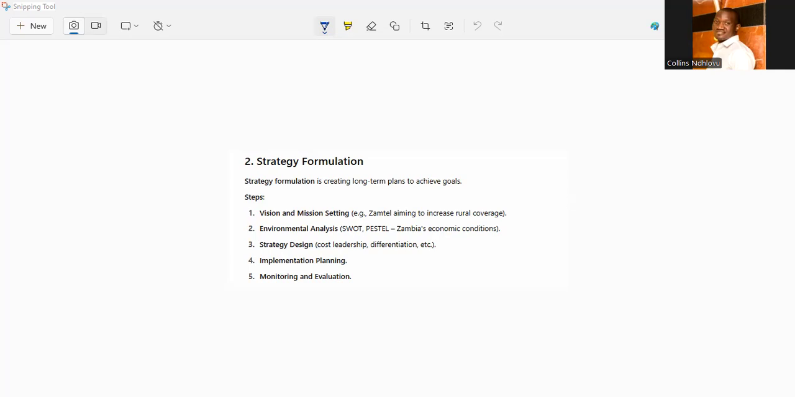The second step is environmental analysis, which involves the SWOT and PESTEL analysis. Can somebody explain what is involved in the SWOT and the PESTEL analysis? The SWOT analysis is done internally for the organization. It looks at the strengths, weaknesses, opportunities and threats for the organization. The PESTEL is external, focusing on the political environment, the economic environment, the social environment, technological, the environment itself, as well as the legal conditions.